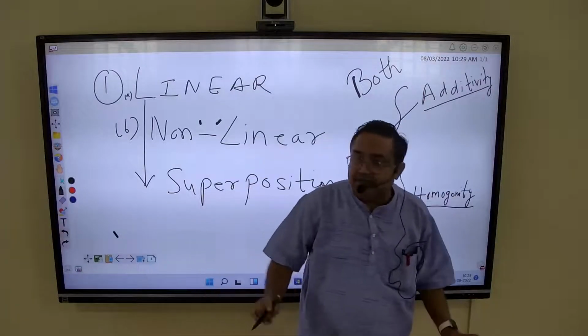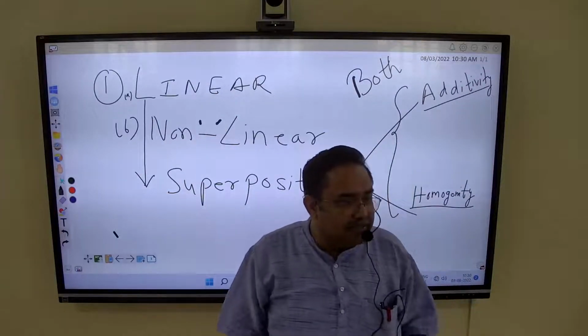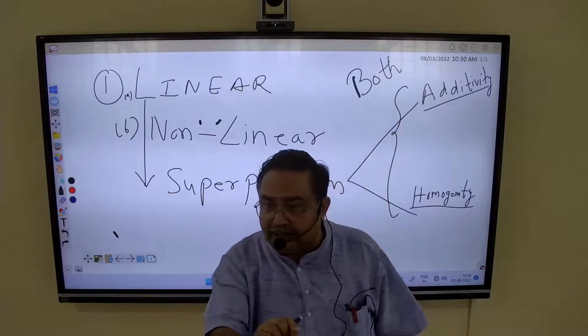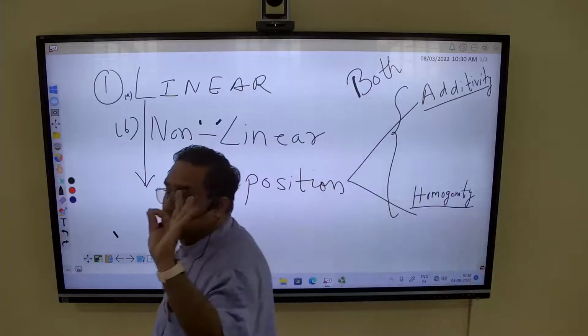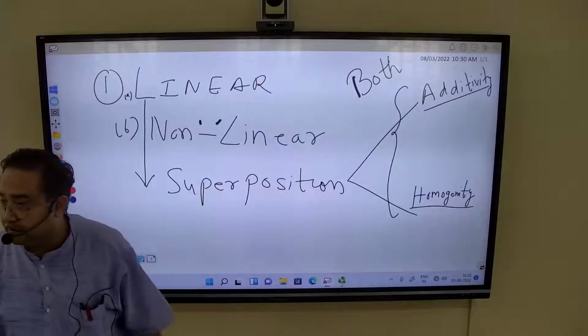You will not say, sir, if it is a straight line in the graph, it is linear. No, it is just a simple example. It is an example of a linear system, but this is not the correct definition of a linear system. This is not the definition of a linear system. Did you understand or not? Is it clear?